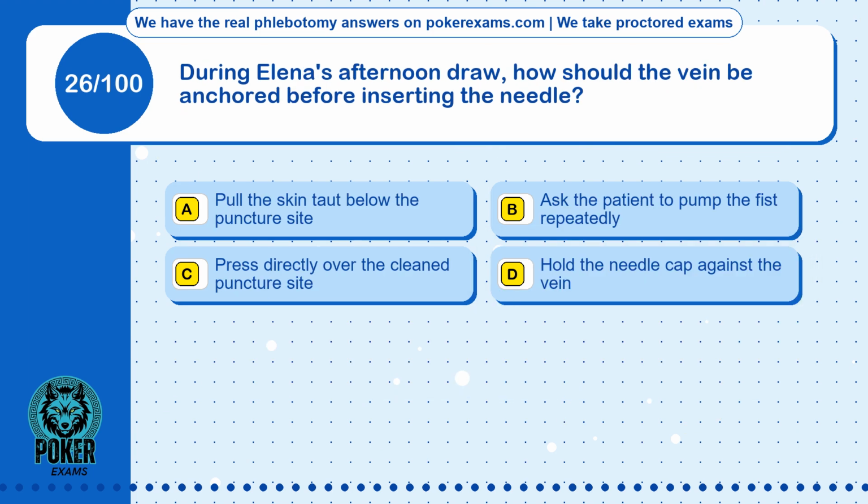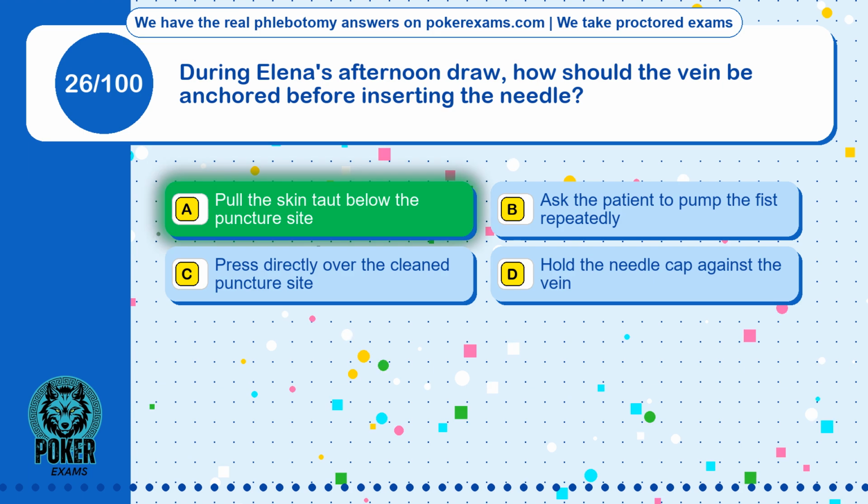Question 26. During Elena's afternoon draw, how should the vein be anchored before inserting the needle? Option A. Pull the skin taut below the puncture site. Option B. Ask the patient to pump the fist repeatedly. Option C. Press directly over the cleaned puncture site. Option D. Hold the needle cap against the vein.